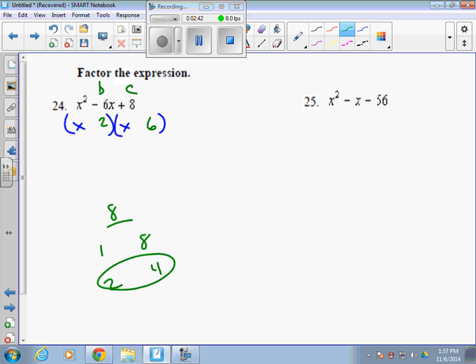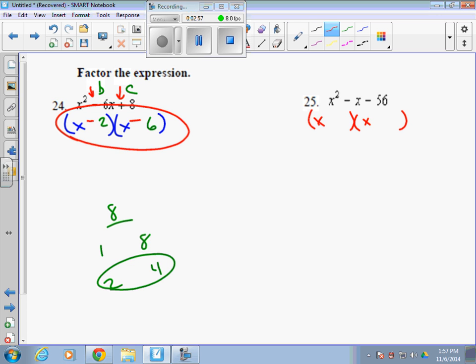So 2 and 4. Remember, this sign tells you they're either the same or opposites. Positive means they're the same. Since they're the same, this one tells you they're both minus. When you factor it, x minus 2, x minus 6. We're going to do the same thing with number 25. Factor it out looking like this.